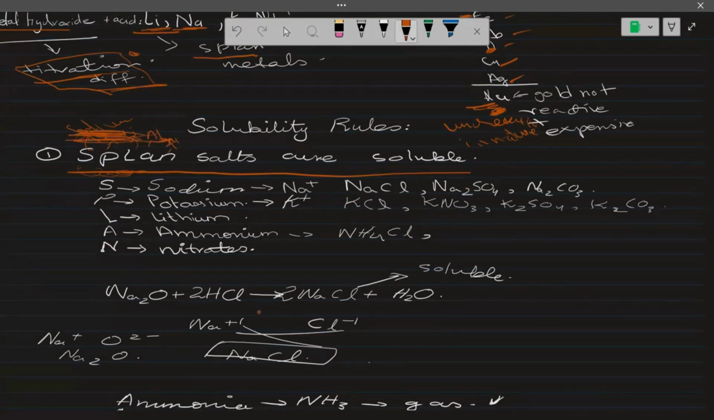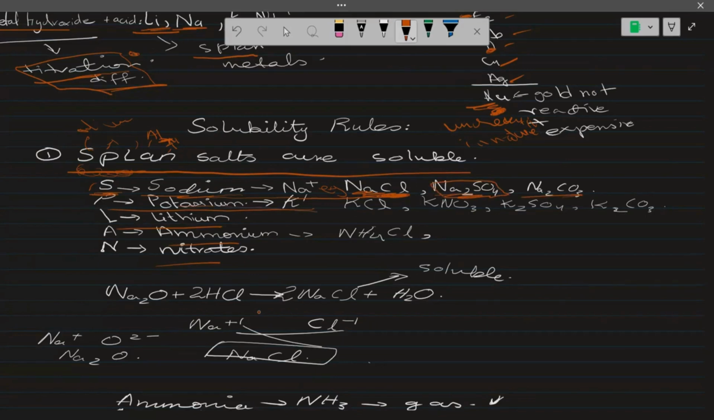So this is just derived from the elements. Here S is sodium, which has a positive charge. Then there is potassium, which has a positive charge. Then there are lithium, ammonium, and nitrate. Examples of sodium salts are NaCl, which is a common salt, Na2SO4, sodium sulfate, and sodium carbonate. So these all are salts.